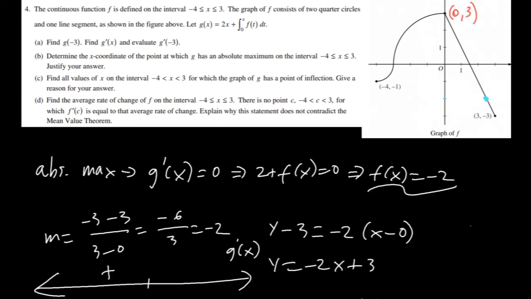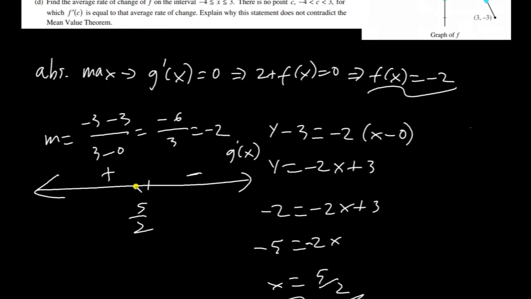And then if we plug in a number greater than 5/2, so we plug in 3, then it's going to be 2 plus -3, which is a negative number. So we know that at 5/2, g prime of x goes from positive to negative, which means g of x goes from increasing to decreasing, which means that this is an absolute maximum. So for your explanation, you'd say g prime of x is greater than 0 for -4 is less than x is less than 5/2, and it's less than 0 for 5/2 is less than x is less than 3. Therefore g must have an absolute maximum at x equals 5/2.